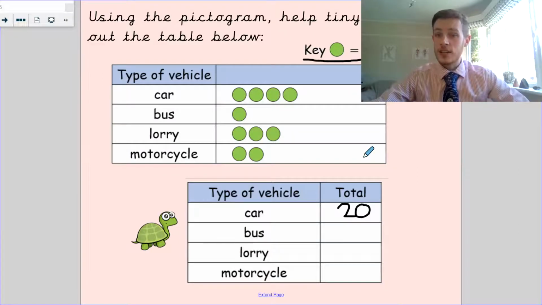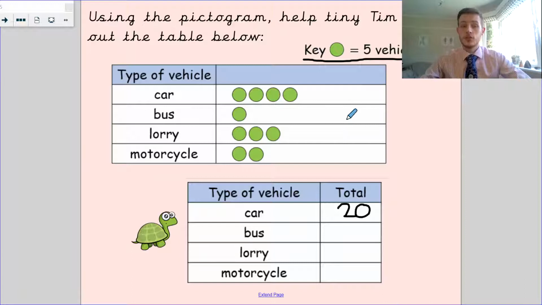It's just like counting in your 5s. So if you know your 5 times table, you can put 4 fingers up, each finger being worth 5. So you've got 5, 10, 15, 20. And that's how you end up getting your answer. Now let's do the same with bus. We could start from 0 and count 5 spaces and see what answer we get to. Or we can just put 1 finger up for the amount of dots, and this one's worth 5. So the answer for bus is 5.